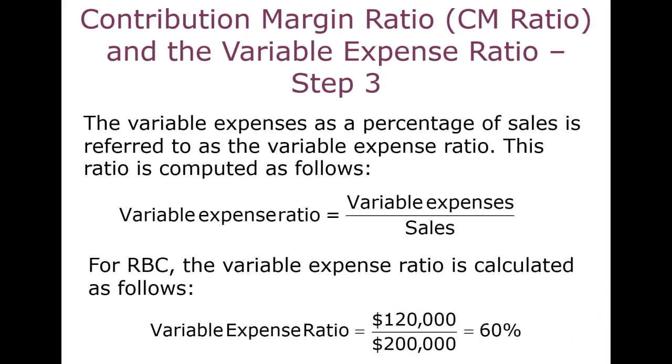Now, if you take 40% away from 100%, you'll get what's called the variable expense ratio. And this can be computed directly. Take your total variable expenses, divide by your total sales, and you'll get 60%. So you have two parts to the 100% selling price. Part of it is the contribution margin ratio, the 40% in this example, and the other part is the variable expense ratio, which is 60%.